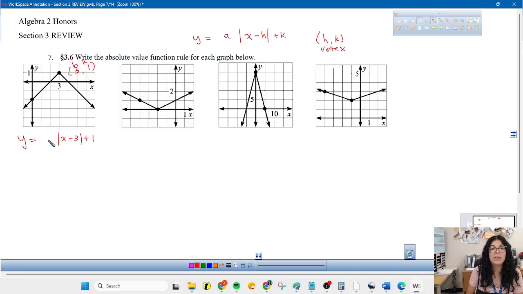Now the a value in front is the slope to the right. If I look at the slope to the right for this line, it is down 1 to the right 1. So the slope to the right is negative 1. You could either put a negative 1 fully there or just a little negative in front to represent that negative 1 slope to the right. Our next one has our vertex at negative 2, 0. So that's our h, k. And the slope to the right is up 1 to the right 2, so the a value would be 1 over 2. So this one would be y equals 1/2 times the absolute value of x plus 2. And then the plus 0, we don't need to put there.